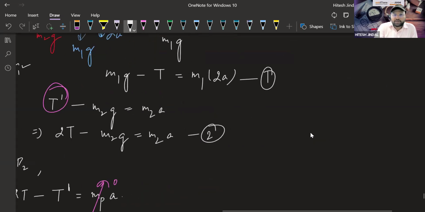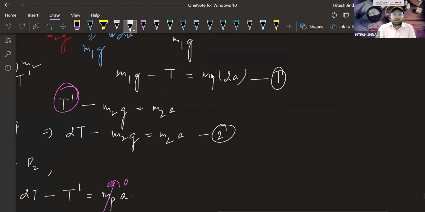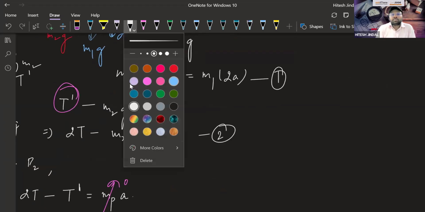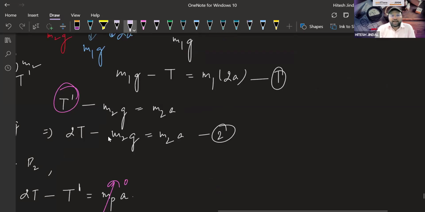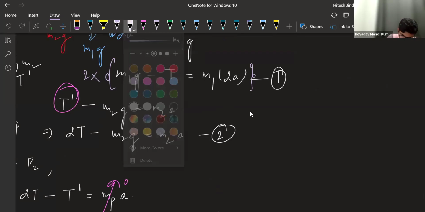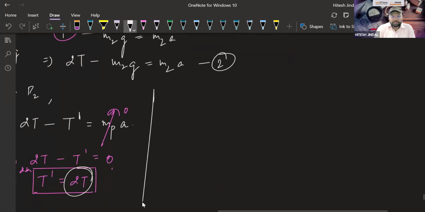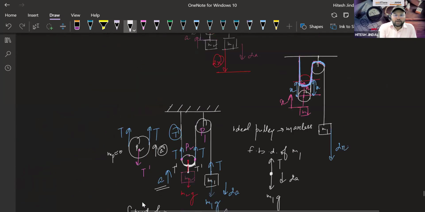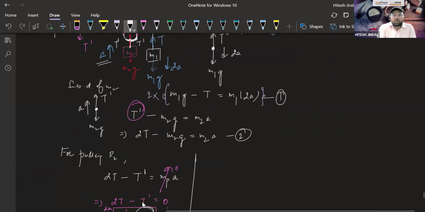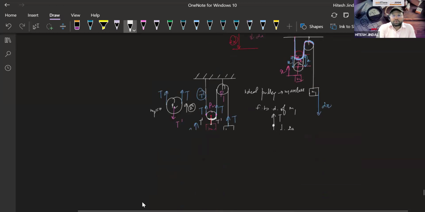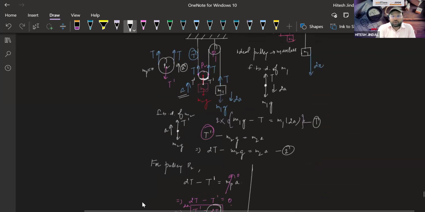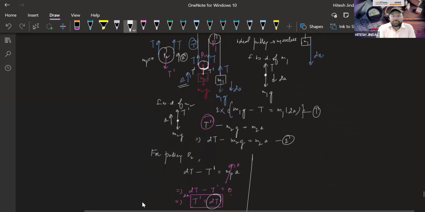So now I can solve that, right? First and second. How can I solve it? Here I have 2T, here I have minus T. So can I multiply this equation with 2? If I multiply this whole equation with 2, but I hope you are understanding this. You see, I am just showing you by zooming in. I think you can understand this, right?